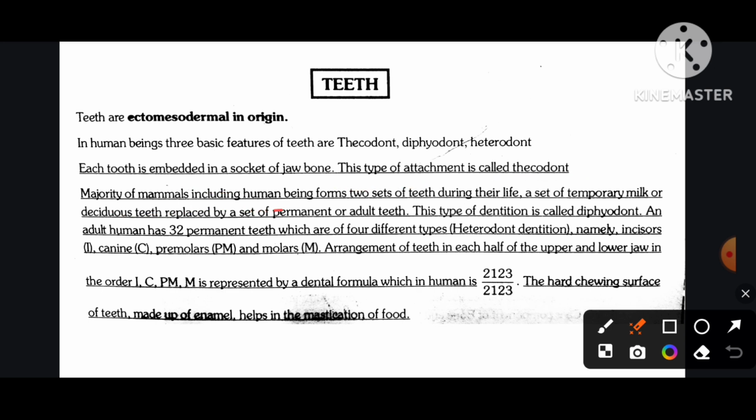The majority of mammals, including human beings, form two sets of teeth during their life. A set of temporary milk or deciduous teeth is replaced by a set of permanent or adult teeth. This type of dentition is called diphyodont. An adult human has 32 permanent teeth, which are of four different types, heterodont dentition, namely incisors, canines, premolars, and molars. The arrangement of teeth in each half of the upper and lower jaw in the order I C PM M is represented by a dental formula, which in humans is 2123 by 2123. The hard chewing surface of teeth, made up of enamel, helps in the mastication of food.